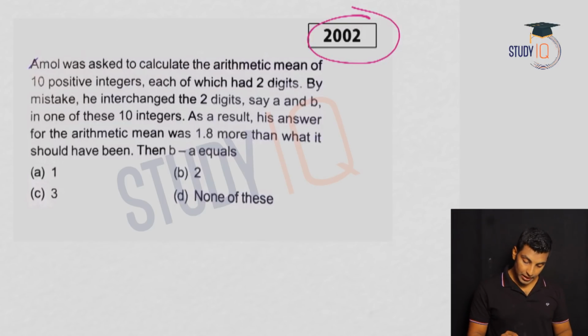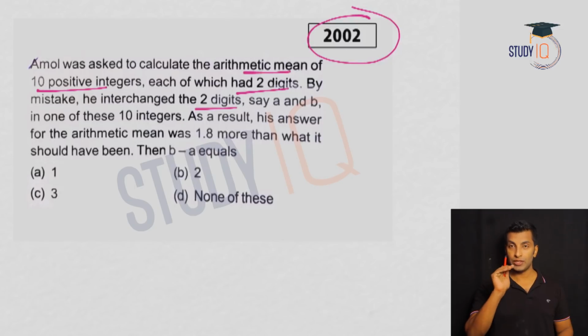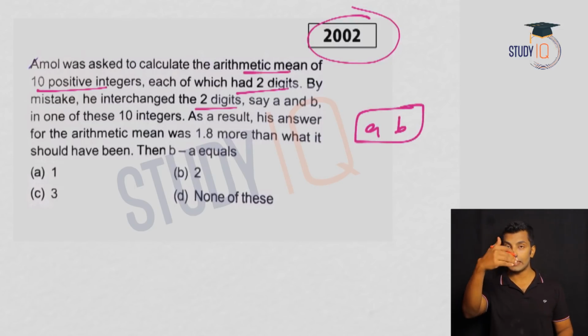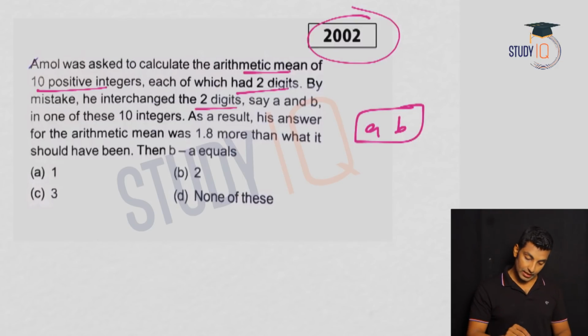This person was asked to calculate the arithmetic mean of 10 positive integers, each of which had 2 digits. By mistake, he interchanged the 2 digits, say A and B, in one of the 10 integers. So I hope you understood. See, the numbers are in this format, A and B. So 10 such numbers were there. In one of the numbers, what he did, he mistakenly interchanged A and B. Then let's see what sum he got.